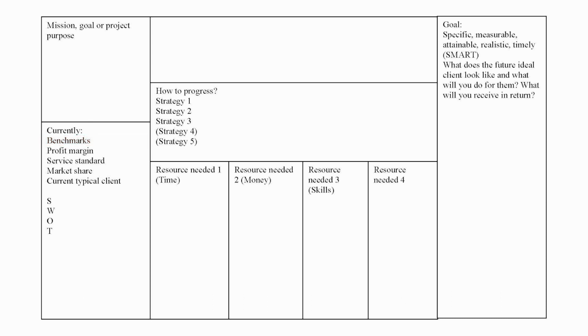There's an area down there for SWOT, which is strengths, weaknesses, opportunities, threats. Don't get too carried away. Two points in each area is all that you need. So what are two strengths? What are two things that you do well?